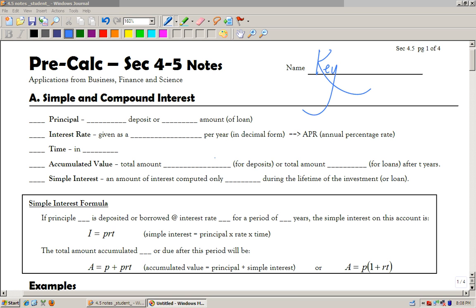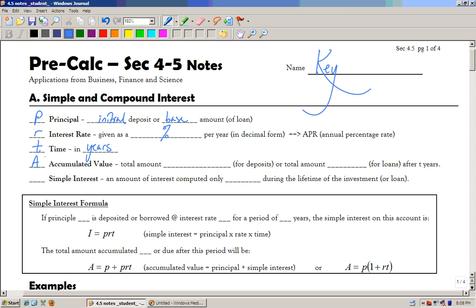Okay, we're going to do the vocabulary for section 4.5, starting with simple and compound interest. P represents the principal, which is the initial deposit, or the base amount of a loan. R is going to be the variable to represent interest rate. It's given as a percentage per year, and we usually write it in decimal form. T is the variable for time. It's always represented in years.